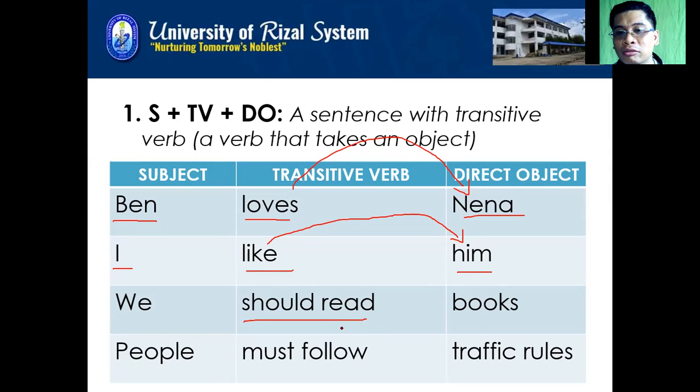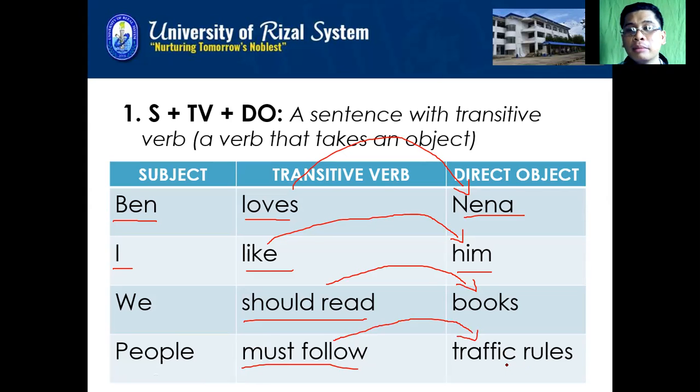The function of the verb phrase should read is still transitive verb. Why? Because it has a receiver of the action, which is books. In our second sentence, we also use the auxiliary must. Hence, our verb phrase here is must follow. Even though it is in the form of a verb phrase, must follow, using an auxiliary verb must, still the function of the verb is transitive verb because it has the receiver of the action, which is traffic rule.